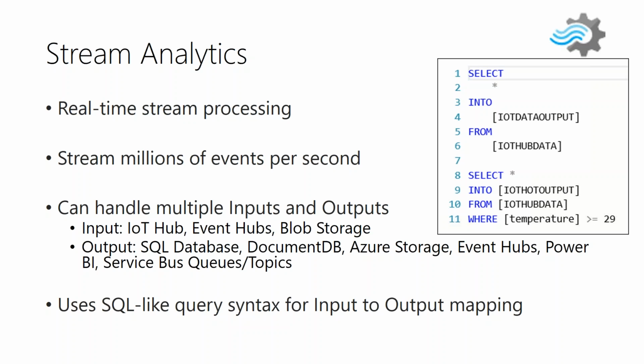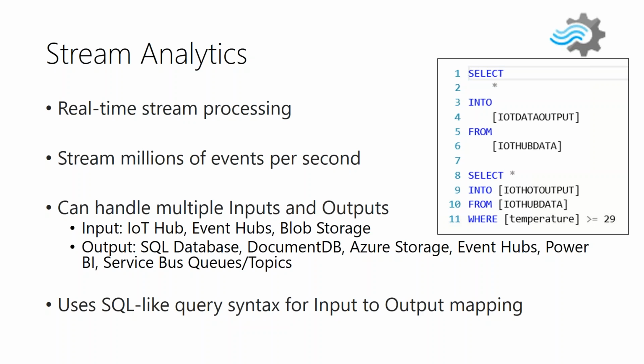And then it uses a SQL-like query syntax to map the inputs and outputs of Stream Analytics together. So maybe we have an input that's an IoT Hub, and then we have outputs that are maybe Cosmos DB or a storage account. And we can see on the right side of this slide a couple of sample SQL-like queries that are defined for the Stream Analytics job.